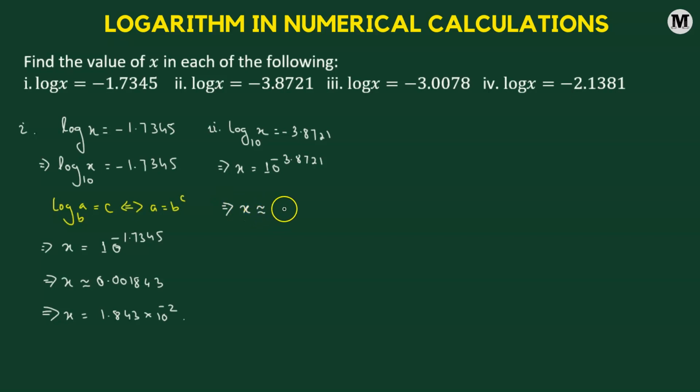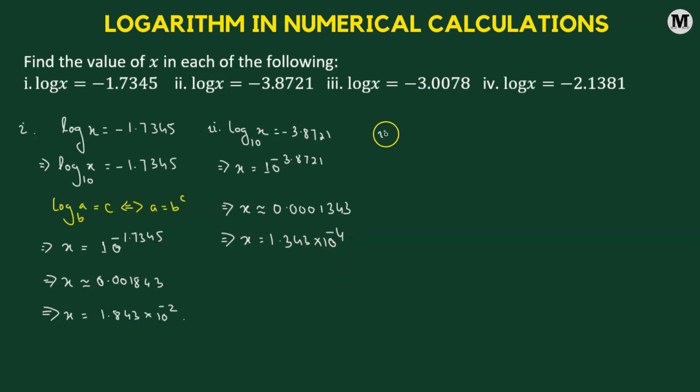So x comes out to be approximately 0.0001343. Or we can write it in the standard form as x equals 1.343 times 10 raised to the power of negative 4.